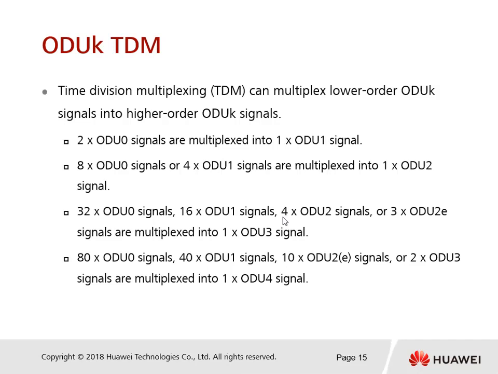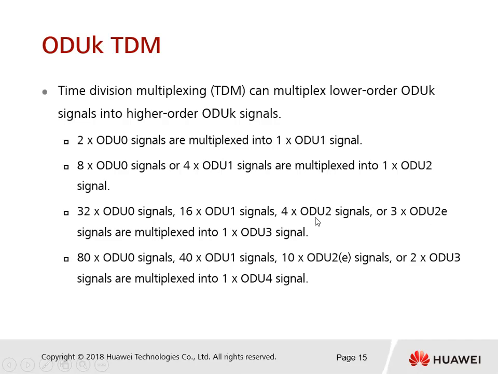And here we show you the ODUk TDM, time division multiplexing. We can multiplex from low order ODUk into the high order ODUk signals. So here you can see 2 ODU0 are multiplexed into 1 ODU1. 8 ODU0 or 4 ODU1 are multiplexed into 1 ODU2. For the ODU3, we can multiplex 32 ODU0, 16 ODU1, or 4 ODU2, or here 3 ODU2e.